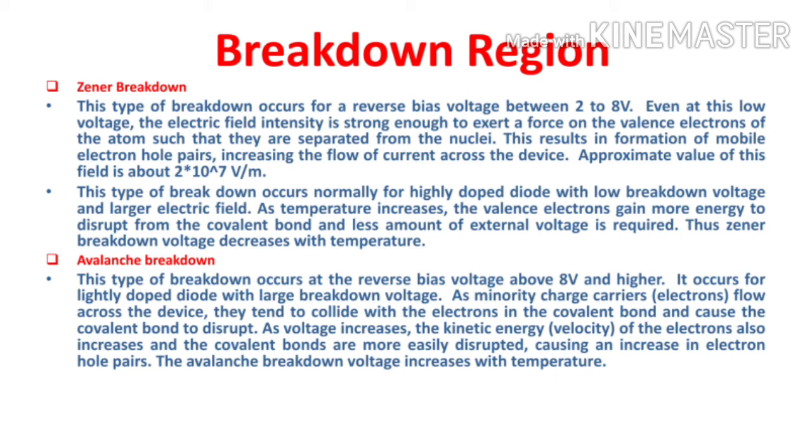So this type of breakdown is called Zener breakdown, and as I already mentioned, in the Zener diode, as temperature increases, the valence electrons gain more energy to disrupt the covalent bond, and less external voltage is required. So Zener voltage decreases with temperature. Whereas the next one is avalanche breakdown.